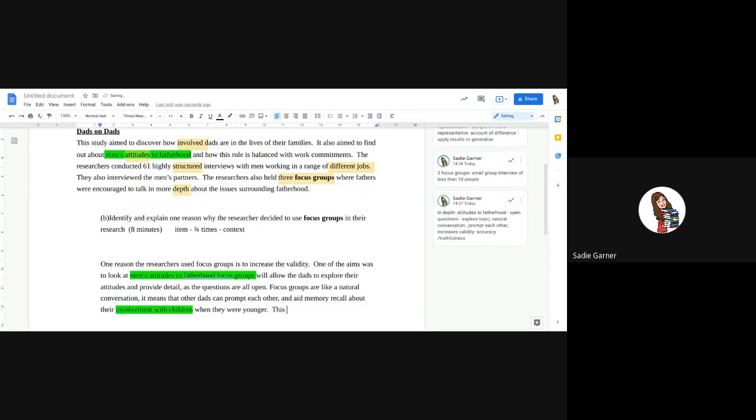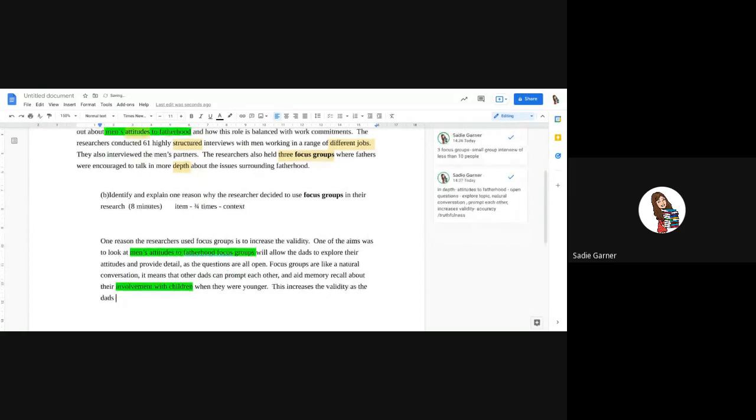This increases the validity as the dads can build a rapport or relationship. It can make them feel more comfortable about discussing the challenges of work commitments and fatherhood.